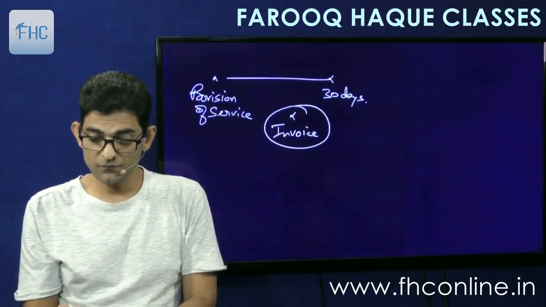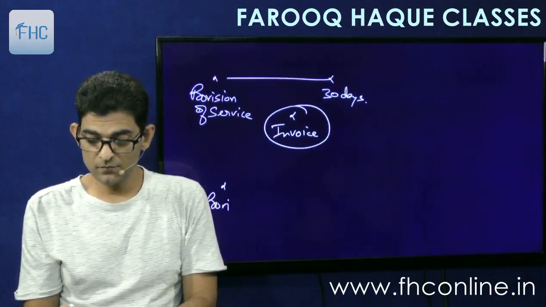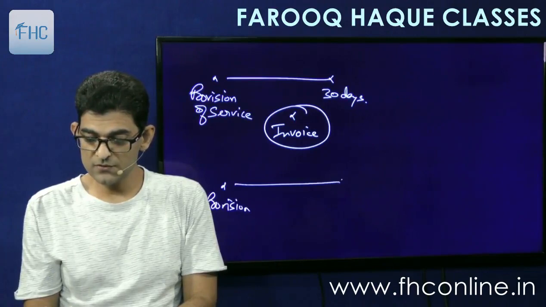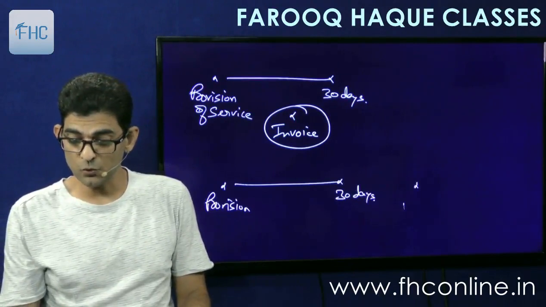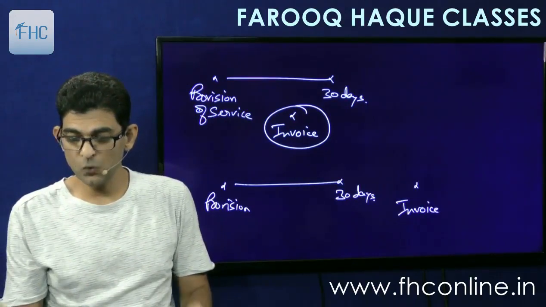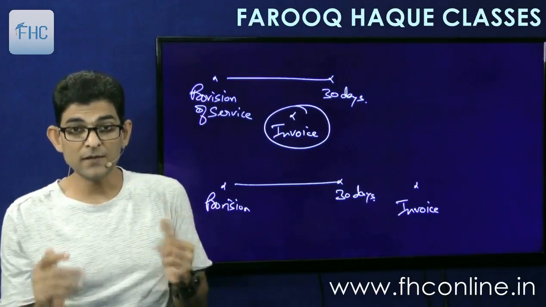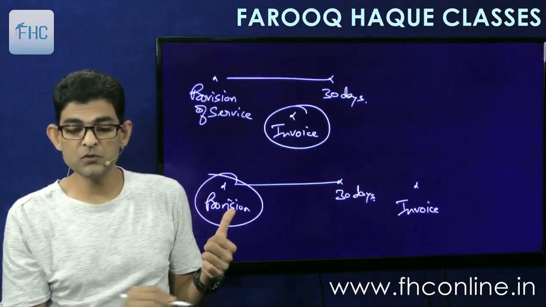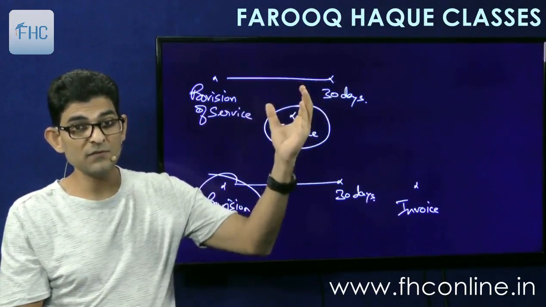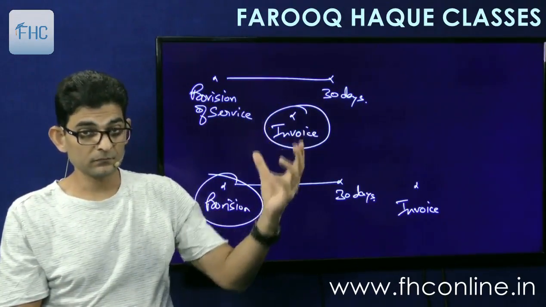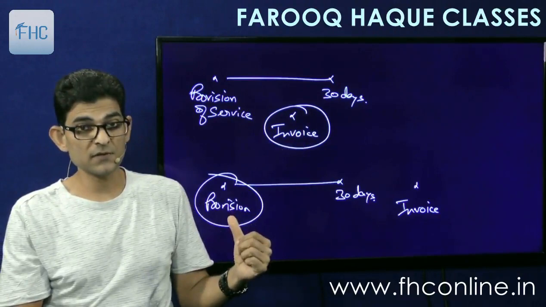And if provision is there, this is 30 days. And if the invoice is not issued within 30 days but is issued later on, or maybe not issued at all, then we'll take the date of provision of service. So if an invoice is given within 30 days, then date of invoice. If not, then the provision of service.